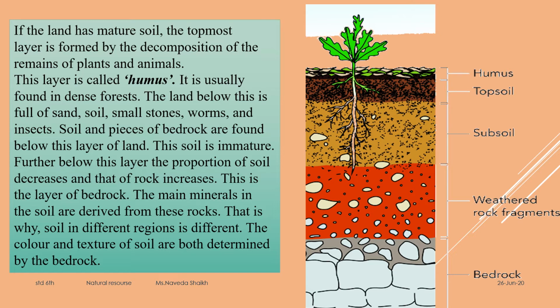After that, the soil and pieces of bedrock found below this layer of land, which is immature, is the subsoil. Below that, you will have more rocks rather than soil. And in the very bottom region, you have the bedrock. The bedrock doesn't have soil in it. It has huge, big rocks, and this bedrock is the reason the color and the texture of the soil is determined.